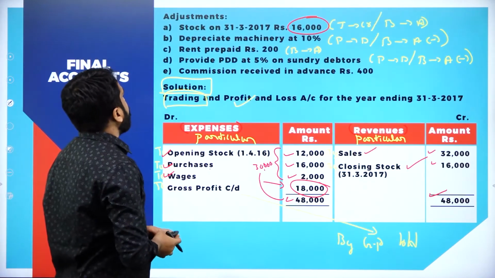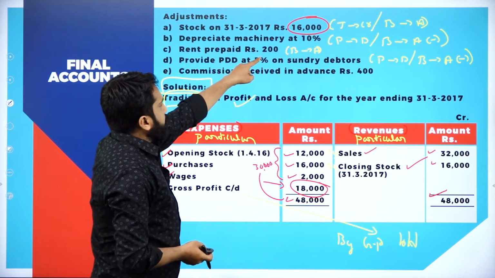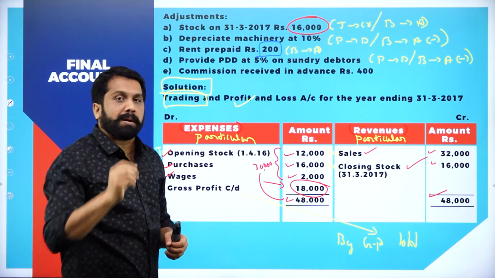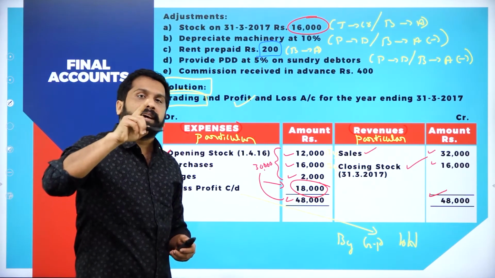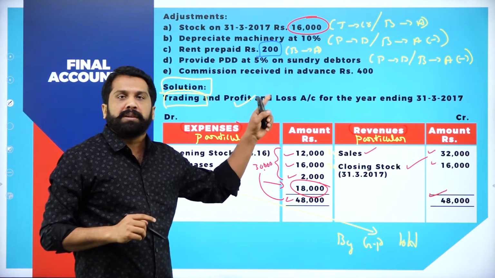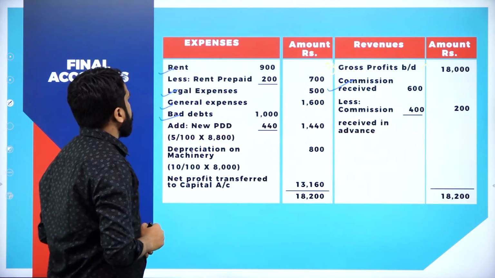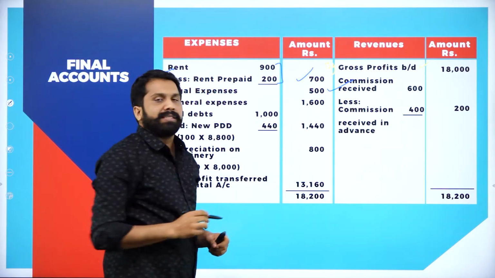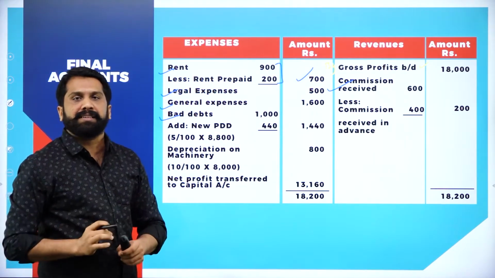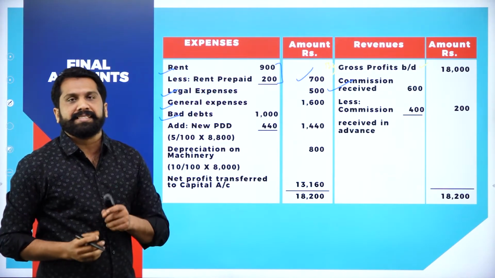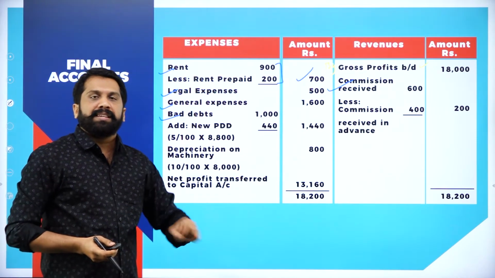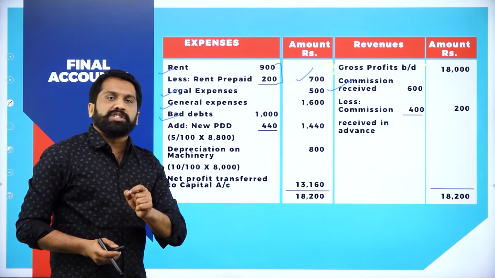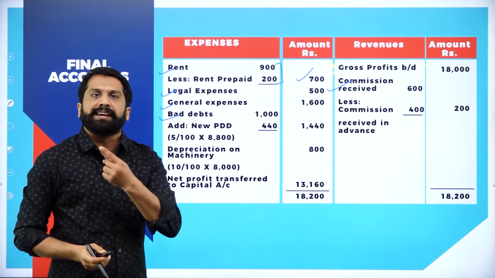We'll see. Rent prepaid 200. Prepaid means what? Minus. Outstanding means add. Now it is a prepaid, so you should minus rent prepaid 200. So the final answer is 700. Easy or very easy? Yes, very easy. Just copy paste. In the adjustment, if you find prepaid, minus. In the adjustment, if you find outstanding, add.